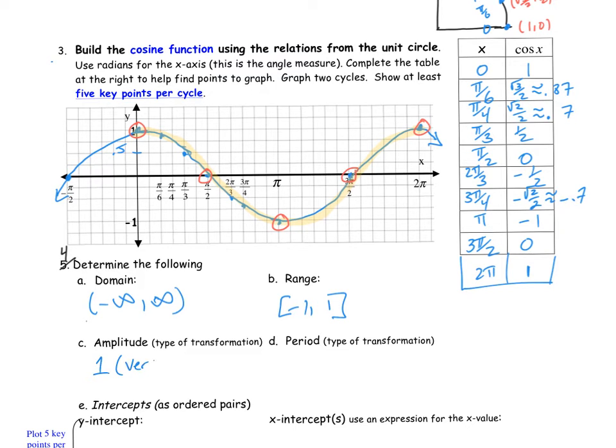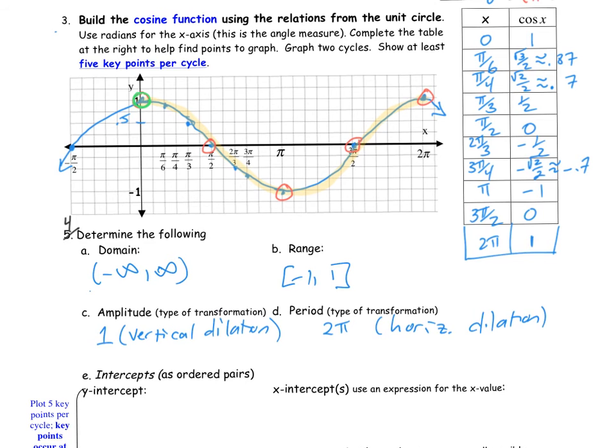And if we want to change the amplitude, we would perform some sort of vertical dilation, stretch or shrink. The period is how long does it take along the x-axis to complete one full cycle, and that is 2 pi. And if we want to change the period, then we would perform a horizontal dilation. Okay, intercepts. The y-intercept, I circled it already because it happens to be a key point for this cycle. And the y-intercept as an ordered pair is the point 0, 1.